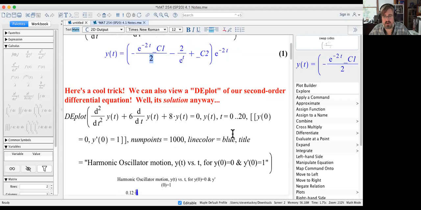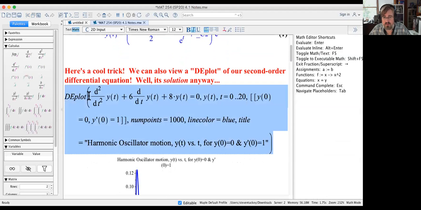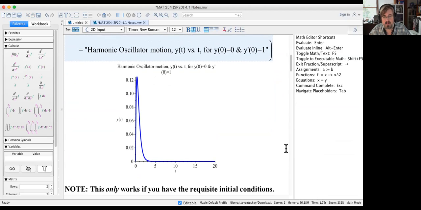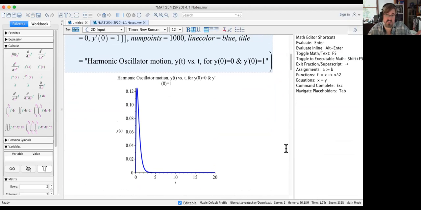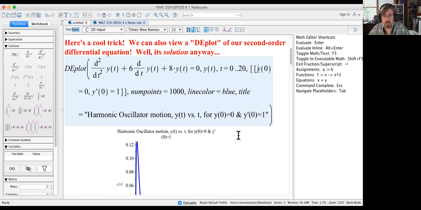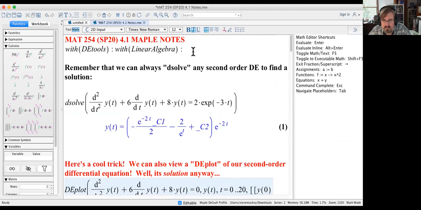The other thing I want to make sure everybody's clear about is Maple can also do a DE plot of a second order differential equation. We just have to add some initial conditions. If you just tried to get Maple to do a DE plot of the equation itself, Maple would freak out. It wouldn't know what to do. But if you add initial conditions, the output is a graph. It's basically the graph of the solution, y of t. And so if I wanted to, I have to make sure I hit this.